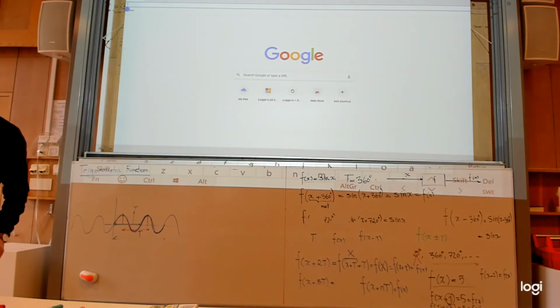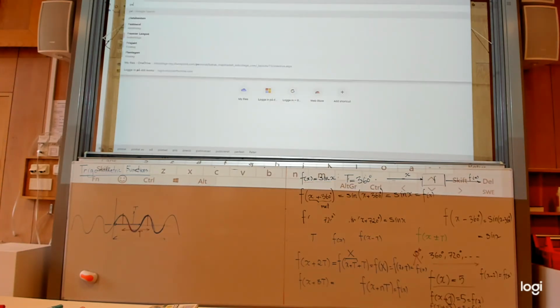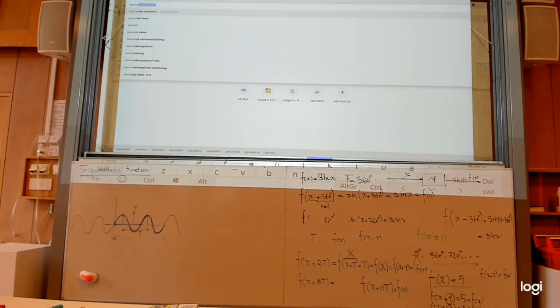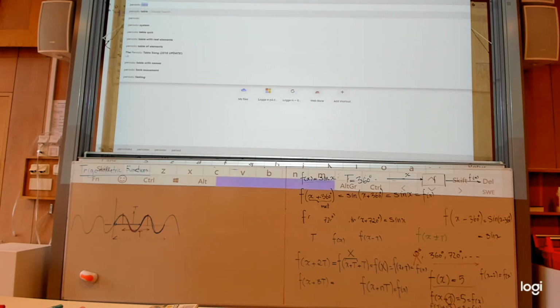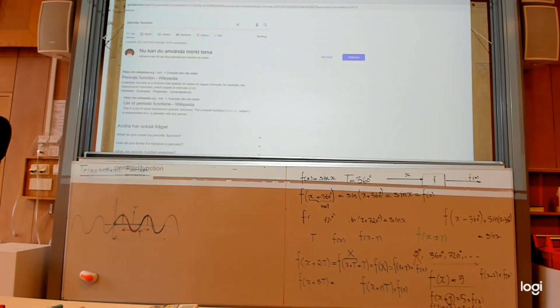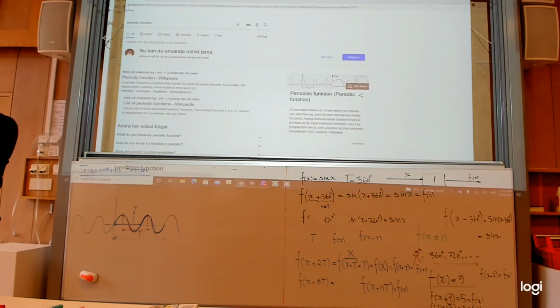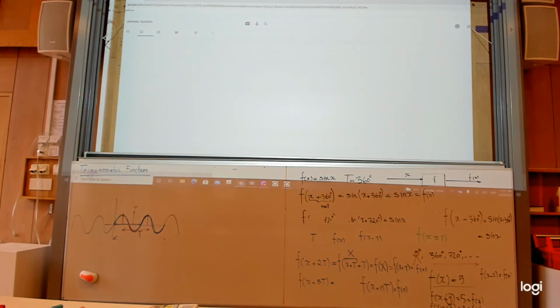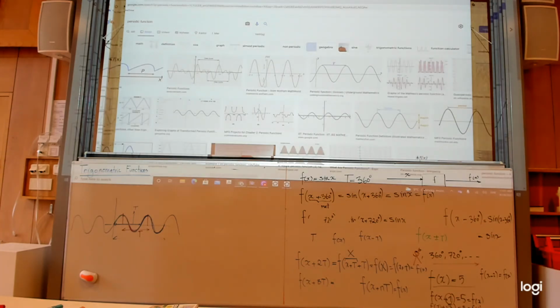We have ordered the keyboard. Periodic function. S, enter. And then let us go to the builder. So yeah, that's good to see them.